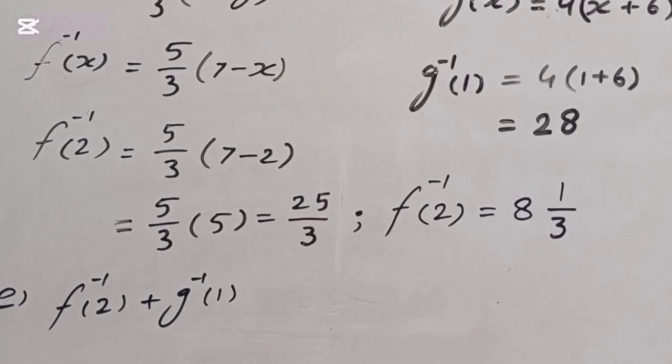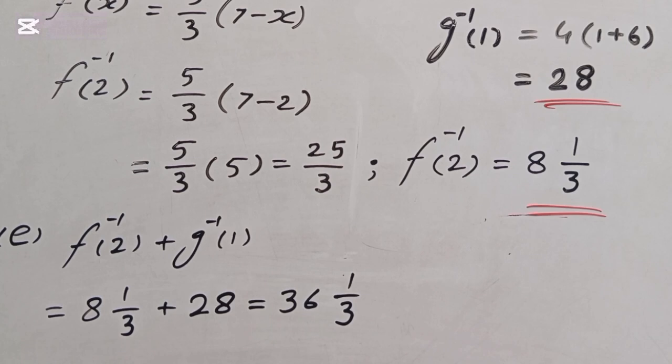In this part E, we have to find out f inverse at 2 plus g inverse at 1. Putting the values, simply adding these two, we have found f inverse at 2 plus g inverse at 1 equal to 36 whole 1 by 3.